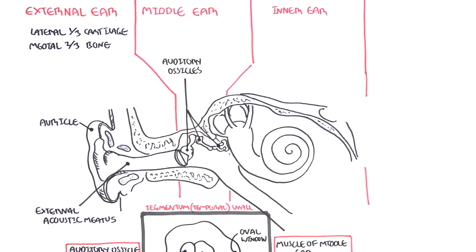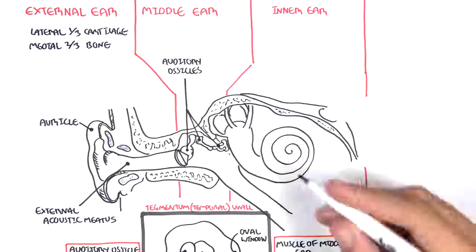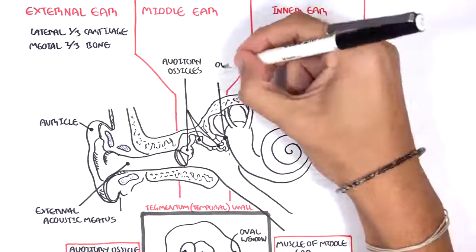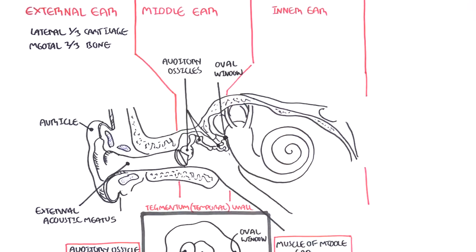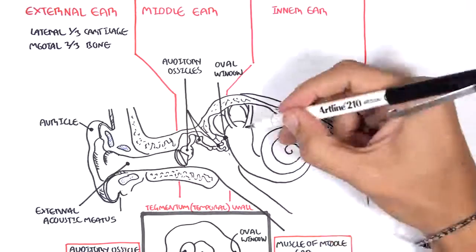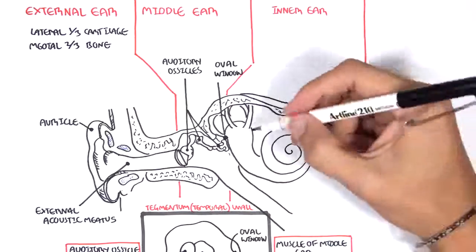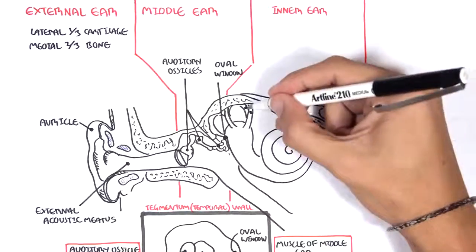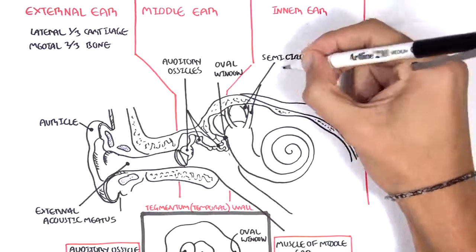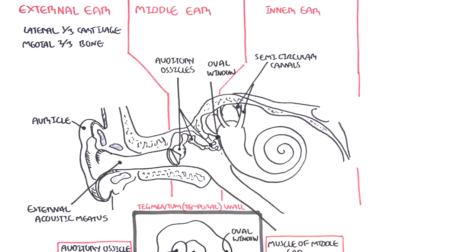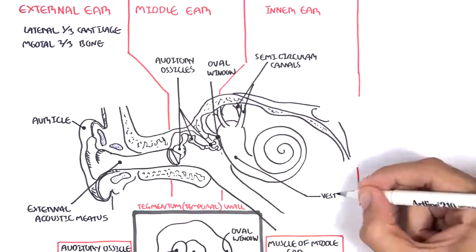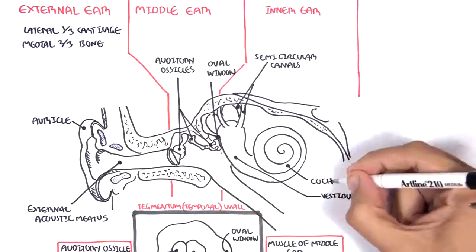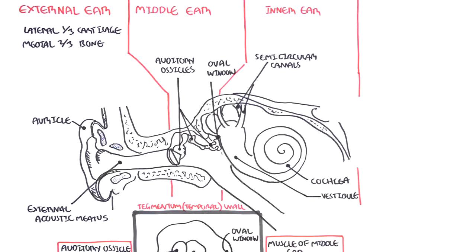Okay, so that was a little bit about the middle ear. Let us talk about the inner ear. The inner ear receives mechanical signals, vibration signals from the stapes bone through the oval window. And the inner ear is made up of a shell-looking thing where we have three semicircular canals, the vestibule, which is important for balance, and then the cochlea, which contains the hair cells.